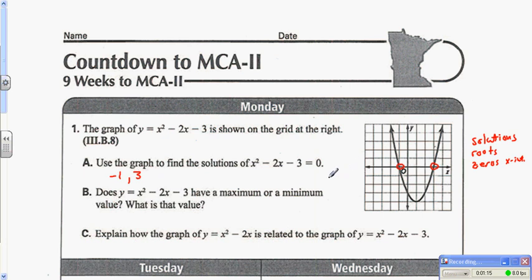Now, does this have a max or a min? Since it goes no lower than this point, it is considered the minimum. What value is that minimum? It is the y value, which in this coordinate, the coordinate (1, -4), is -4. Therefore, the minimum is -4.